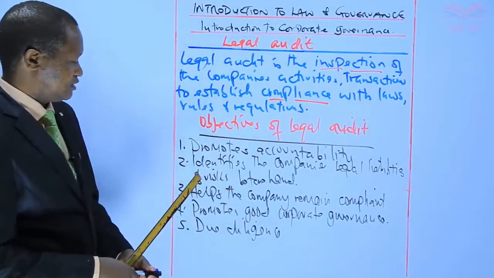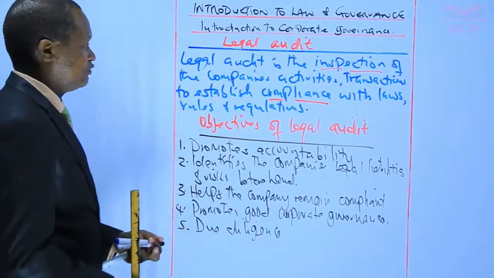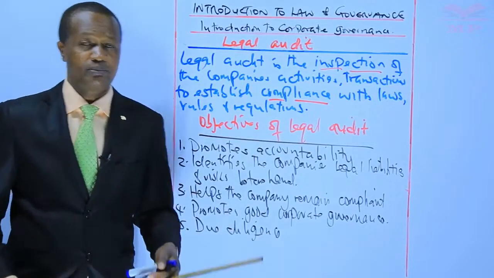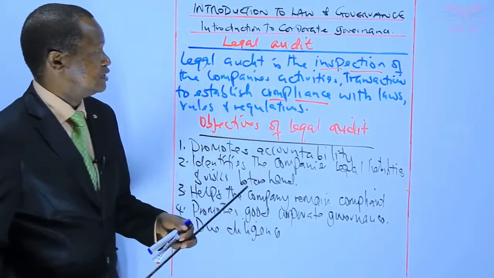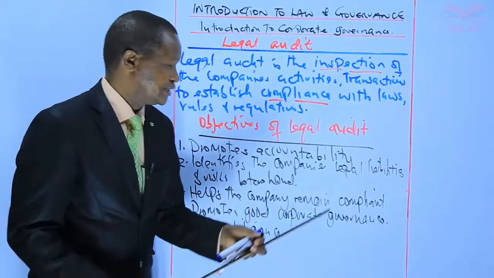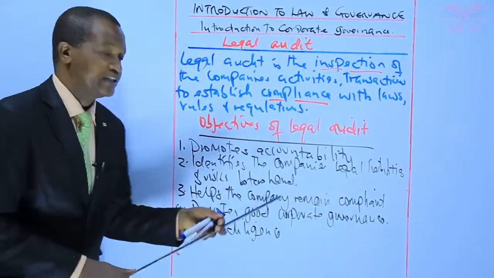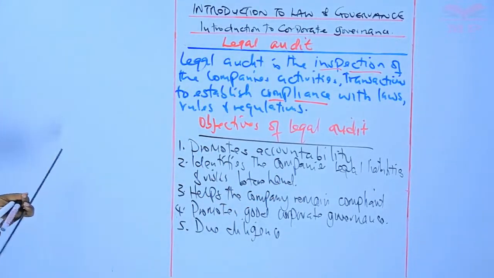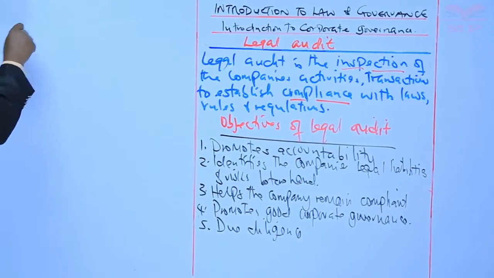So these are 5 objectives of a legal audit, and that will mark the end of the lesson. Remember, the objective of this lesson was that by the end of the lesson, you should be able to define a legal audit and explain the objectives of a legal audit. And that will form the basis of your today's assignment.